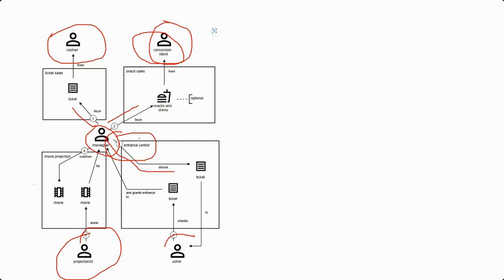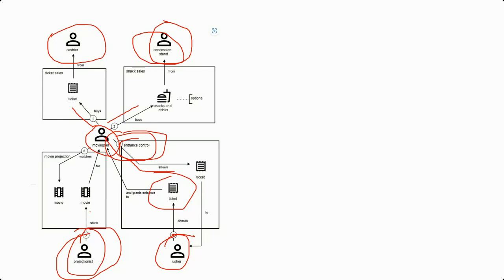Someone at the entrance control may ask me to show the ticket, either a QR code or anything. So that's just an action. Then I may be granted access with the ticket, by a security guard or an usher. And once everything is done, the show would start for me by the actor called the projectionist, who would start the projector. So at this stage, we are at possibly three activities.